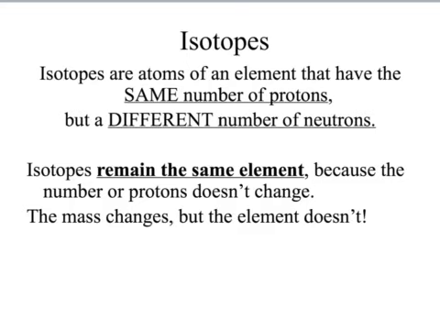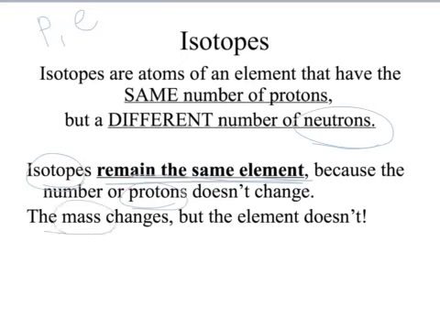Isotopes deal with the number of neutrons in an atom. Now, different atoms of the same element can have the exact same number of protons, exactly the same number of electrons, but they can have different numbers of neutrons. These isotopes will remain the same element because I haven't changed the number of protons. However, the atomic mass changes since mass is equal to the number of protons plus neutrons. If I'm increasing neutrons, then of course my mass will also change as well.